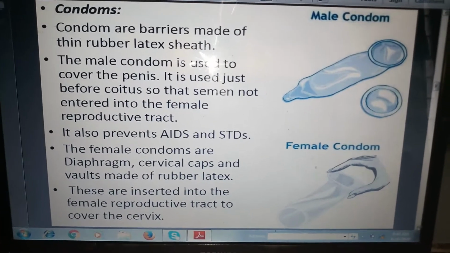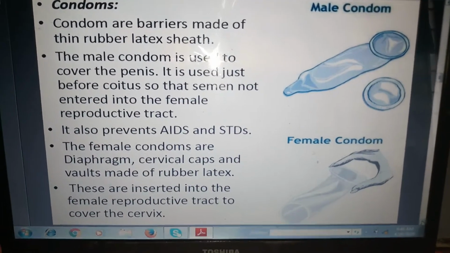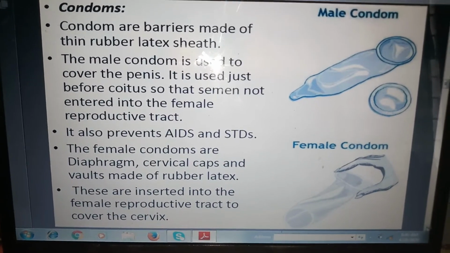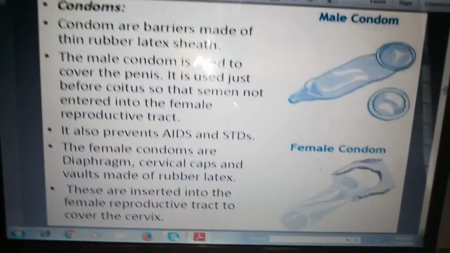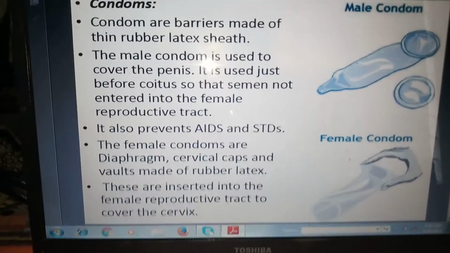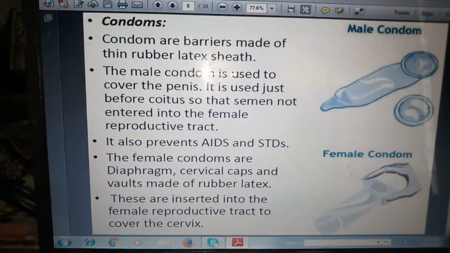The female barriers are diaphragms, cervical caps and vaults made of rubber latex. These are inserted into the female reproductive tract to cover the cervix.